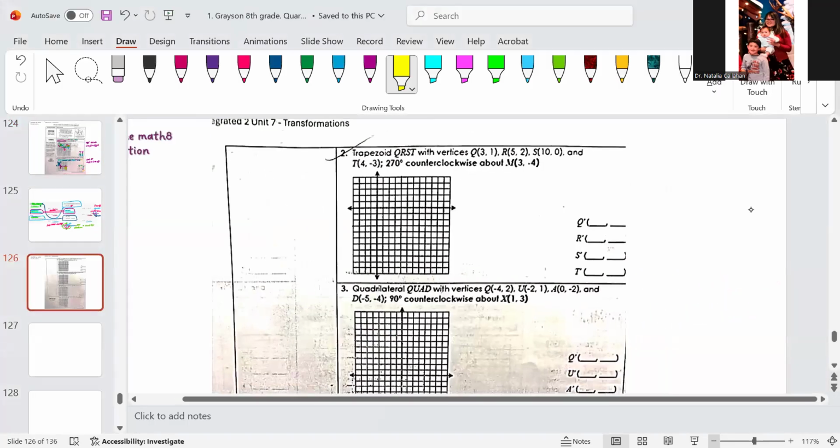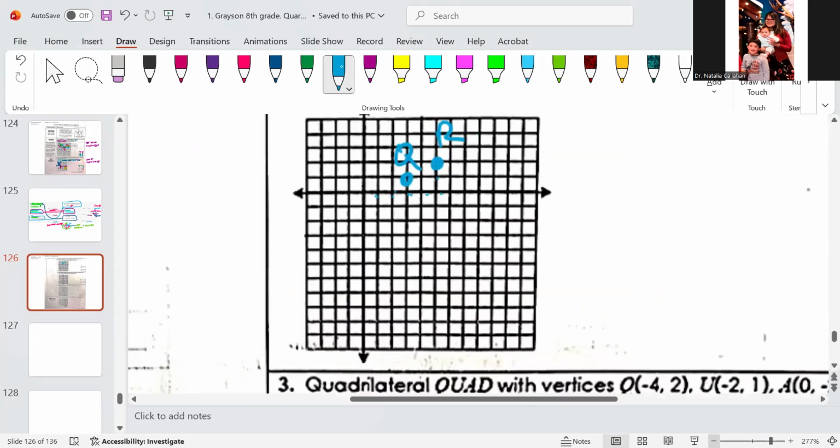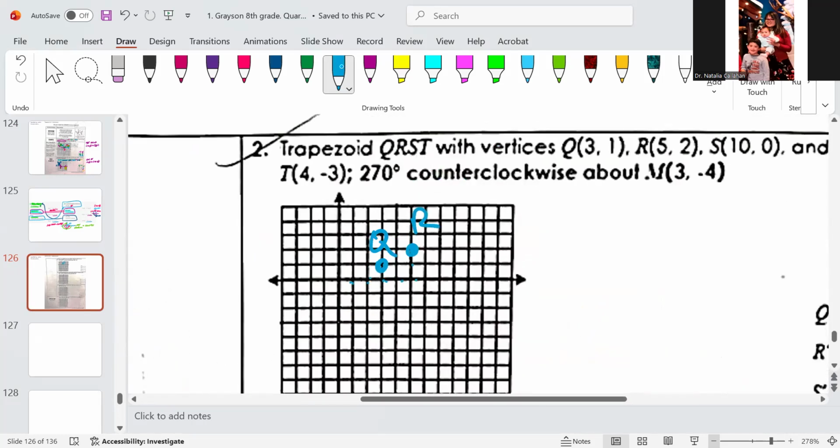All right, number 2. So you have trapezoid QRST. So let's go ahead and graph that. So Q is 3, 1. R is 1, 2, 3, 4, 5, 1, 2. S is at 10, 1, 2, 3, 4, 5, 6, 7, 8, 9, 10. And T, 1, 2, 3, 4, 1, 2, 3. And if you go ahead and connect them, this is your quadrilateral, correct? Or trapezoid, right? Yeah. Okay.